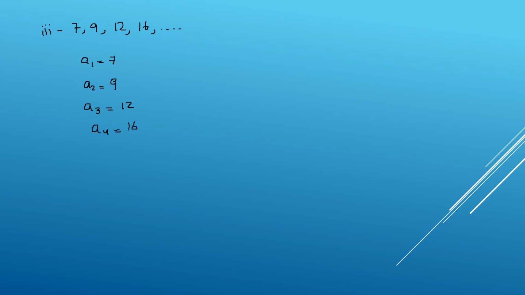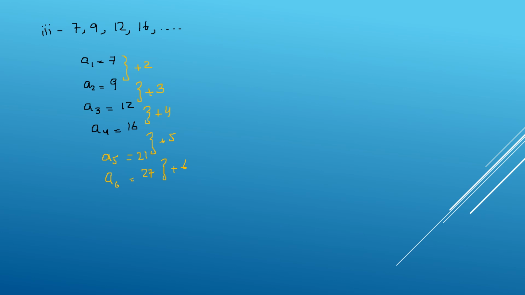We look at what the pattern actually is: by adding 2 we get 9, by adding 3 we get 12, by adding 4 we get 16, and a1 is 7. So what will a5 be? We get a5 by adding 5 to the previous one, which makes it 21, and a6 will be obtained by adding 6 to the previous one, which makes it 27.